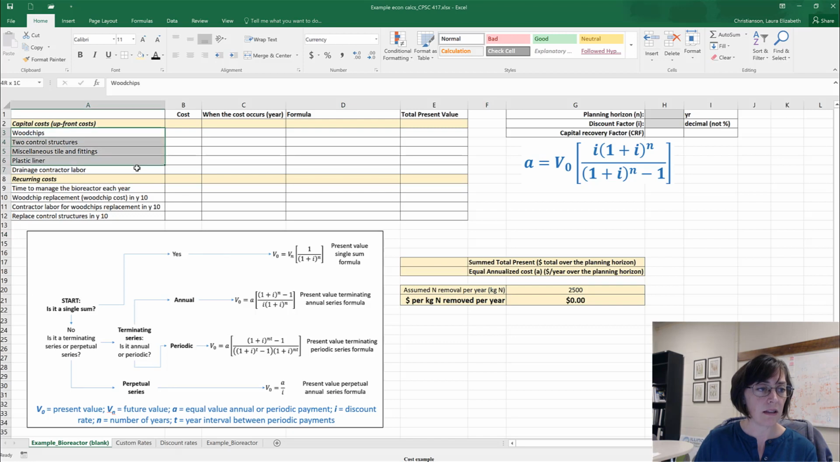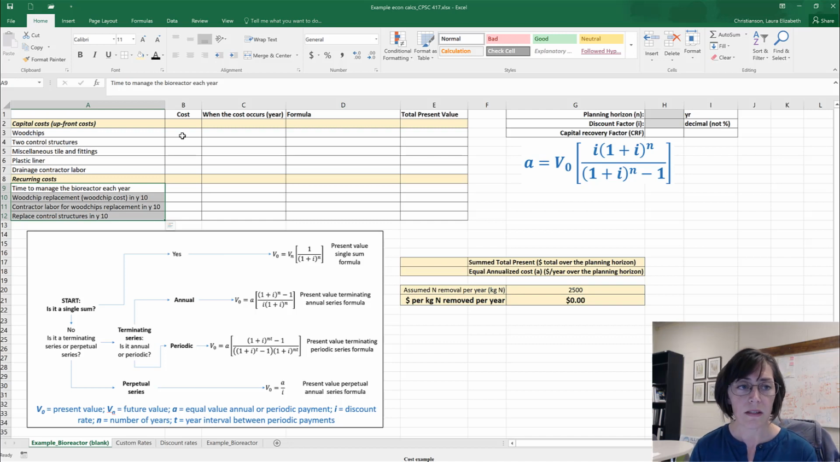There are costs that occur in the first year when you install the bioreactor initially, and then there are costs that occur over time, over the planning horizon that you're thinking about. Now, I'm not listing all the costs. This isn't an exhaustive list of all of the costs for bioreactor installation and maintenance, but this is just an example to give you an idea of what this process looks like.